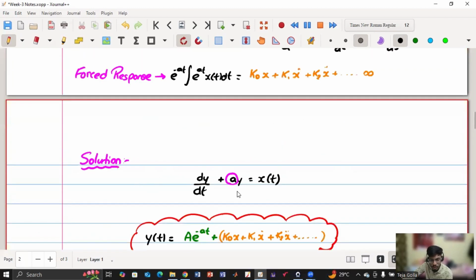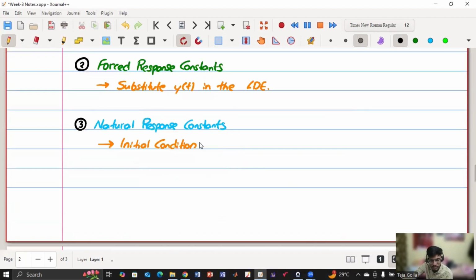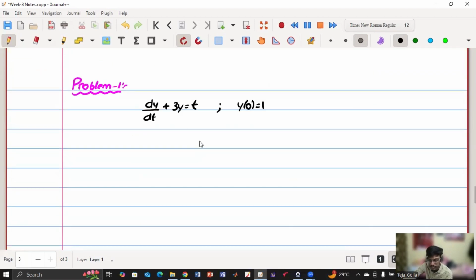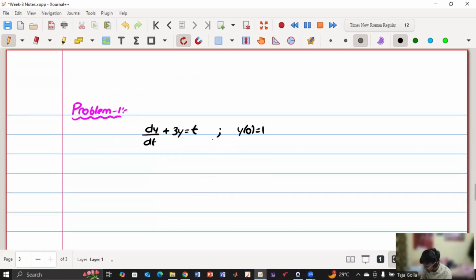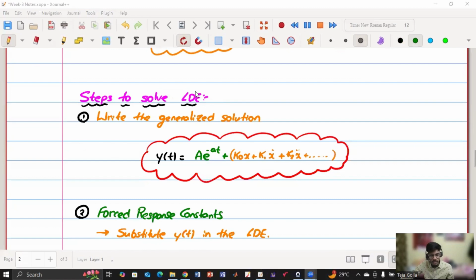Referring to this expression, what is the value of a and what is the value of x of t? A is 3, x of t is t. Yes, very good. A is 3 and x of t is equal to t. Very good.